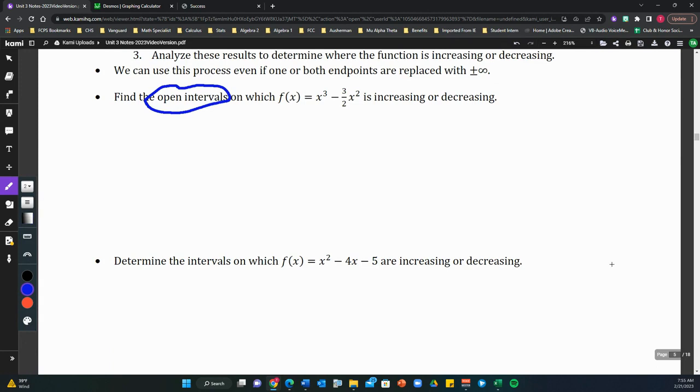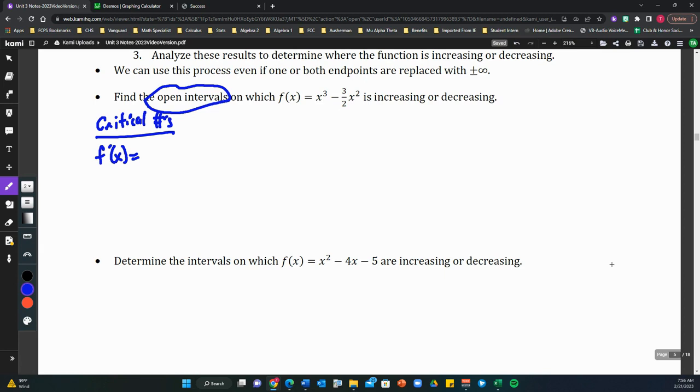and we're going to make a little chart to help us with these problems. So for this one, we're going to find the open intervals on which f of x equals x cubed minus 3 halves x squared is increasing or decreasing. So again, step one, we're going to look for critical numbers. And again, that requires us to set the derivative equal to 0 or figure out where it's undefined.